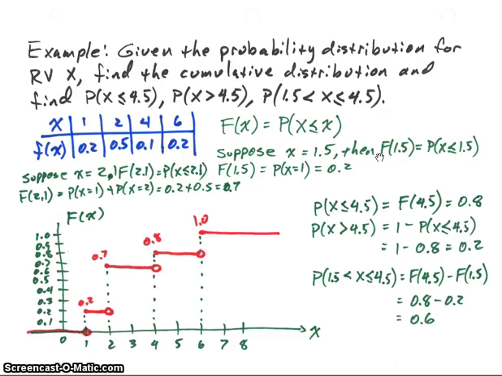Alright, that's a lot to put together. Let's take a look at an example now and see if we can show what we mean by all of this for a discrete random variable.